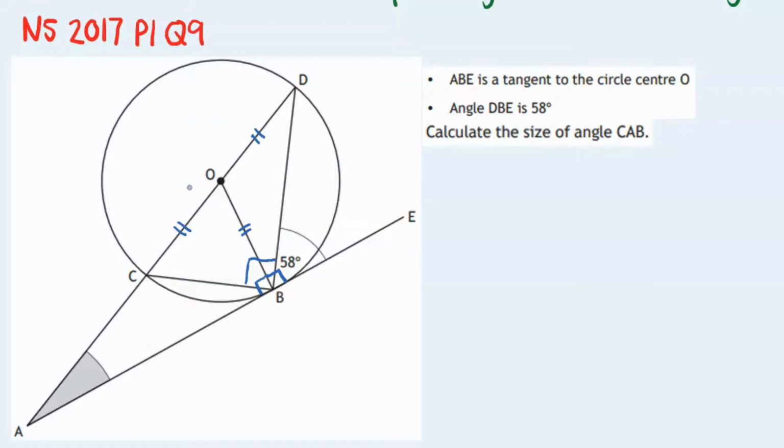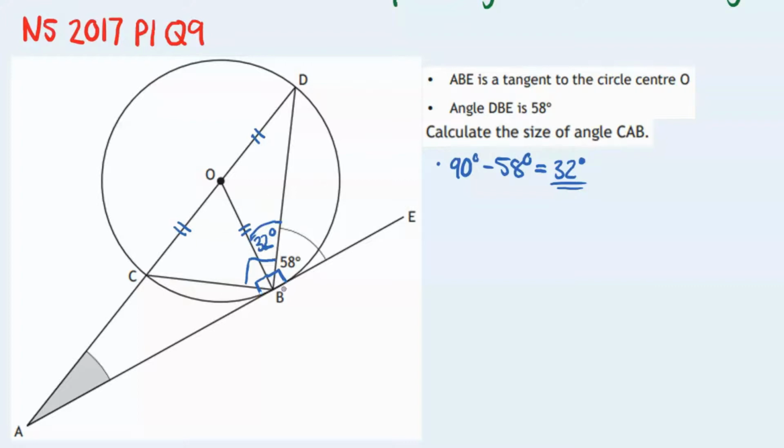So let's deal with the tangent. So we have 58 degrees and we have this right angle here, 90 degrees. So we can find this angle here. Okay, so let's do that. So it will just be 90 degrees, take away 58 degrees, and that will give us 32 degrees. Okay, so what we can do is put 32 degrees over here.